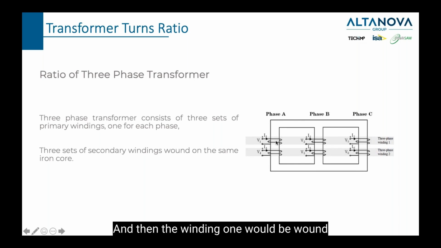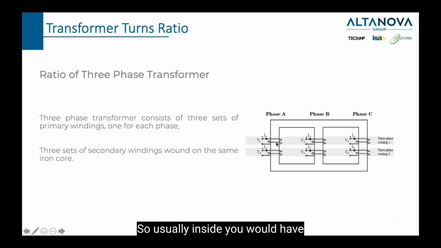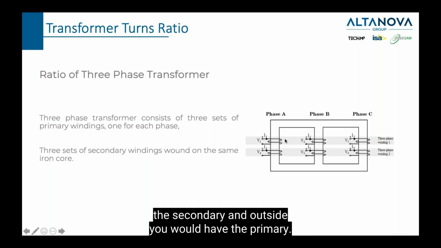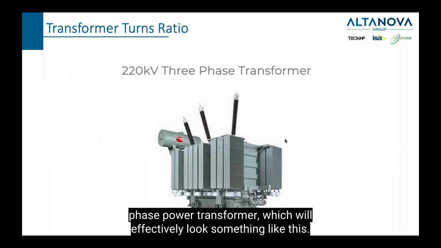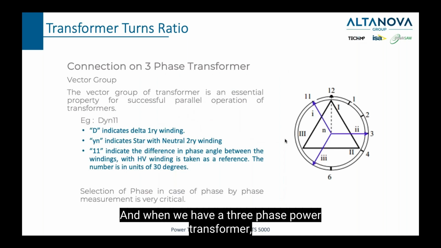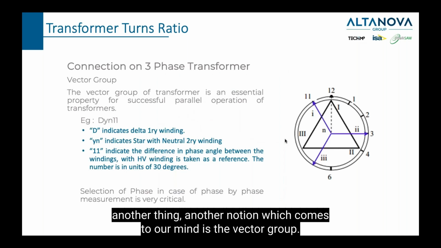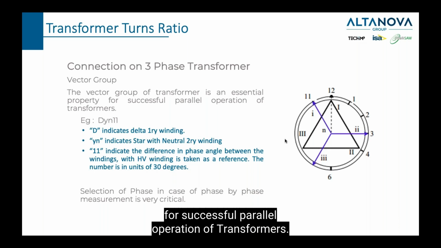And then the winding, one would be wound around this core and the other one would be wound around the first winding. So usually inside you would have the secondary, and outside you would have the primary. So this is how you would test your three-phase power transformer, which would effectively look something like this. And when we have a three-phase power transformer, another notion which comes to our mind is the vector group. So the vector group is an essential property, as it says here, for successful parallel operation of transformers.